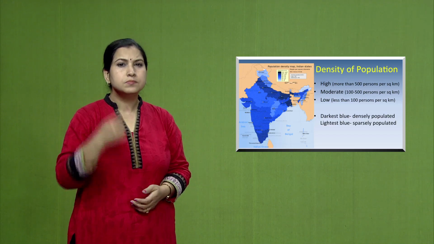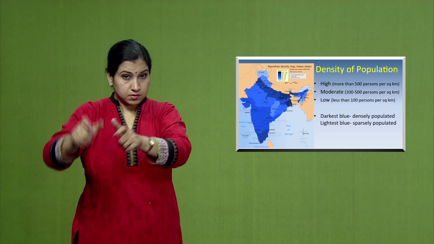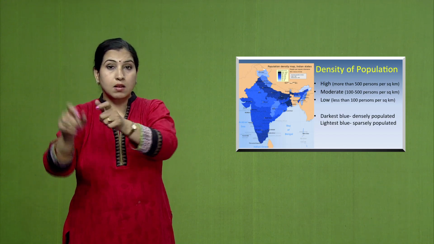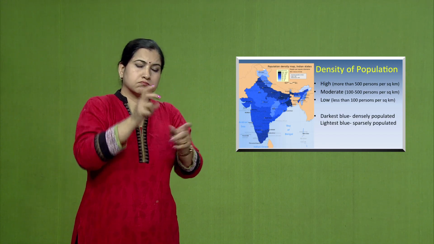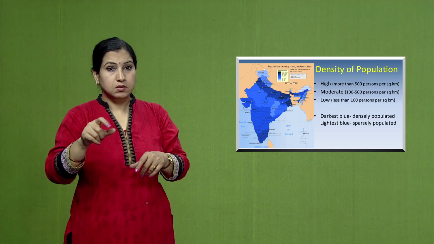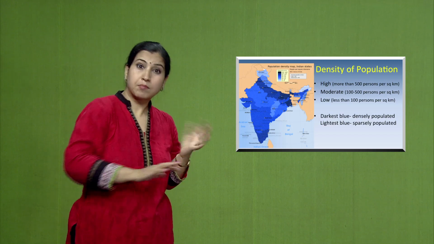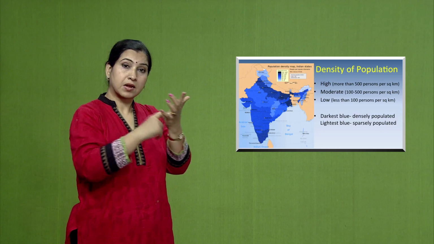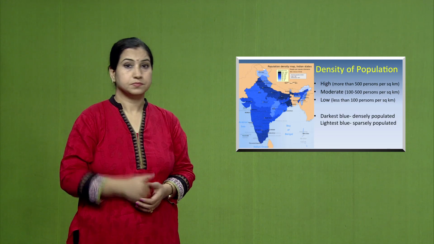Can you identify the name of the states having high, more than 500 persons per square kilometer, or moderate, like 100 to 500 persons per square kilometer, and low, less than 100 persons per square kilometer density? Think yourself.